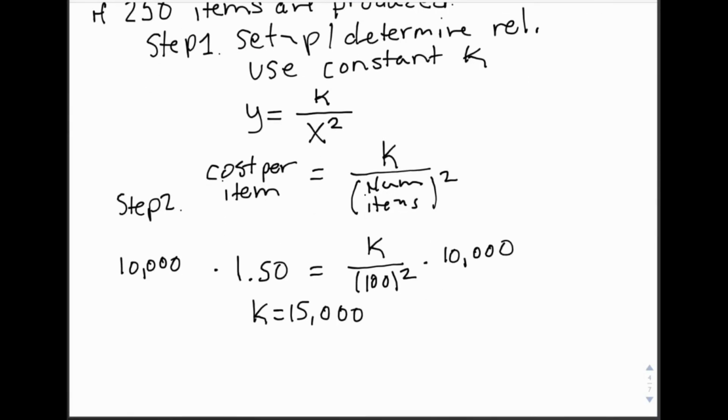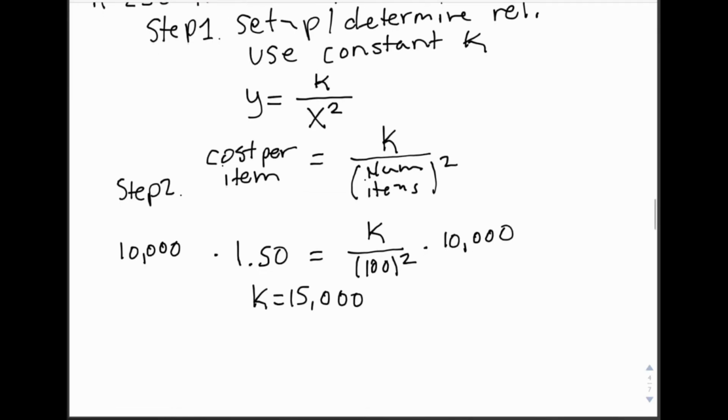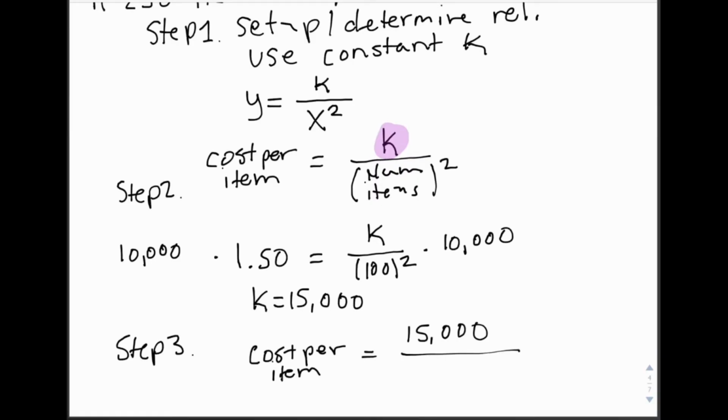Okay. We can now move on to step number 3, where we substitute the value of k back into our original. So we can now take our k and plug it in right here to get our general equation. So step number 3, let's go ahead and do so. We know that our k is 15,000, and now we can figure out what our general formula is. So now we'll take 15,000 and divide it by our number of items and square that as well.